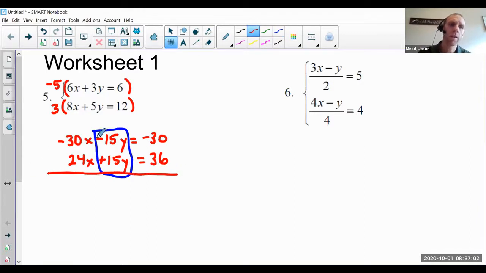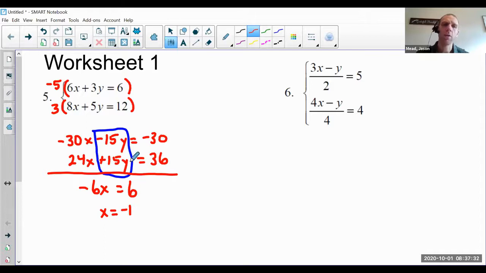If I add these two equations together, this is called the elimination method or the addition method. I get negative 6x. The y's go away, and the right side becomes 6. Then I can divide by 6 and get x equals negative 1. Remember, when we're doing systems of equations, we're finding a point, so we're trying to find some kind of coordinate value.